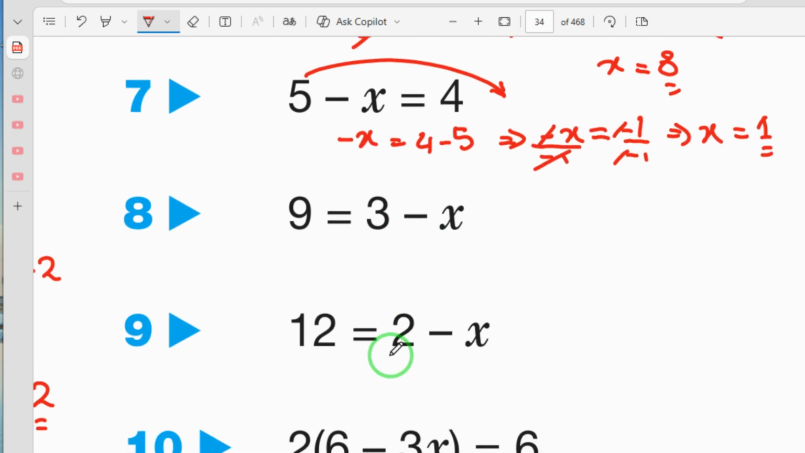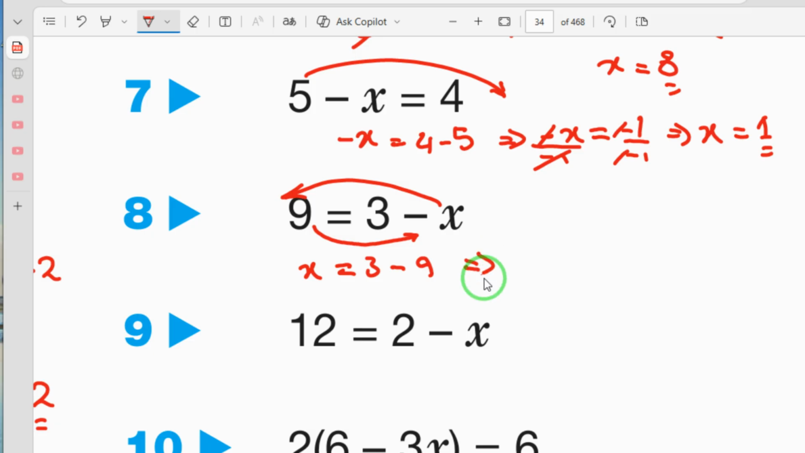Question number 8. We bring x to the left side, it becomes positive, x is equal to 3. And we bring 9 to the right side, it becomes negative, minus 9. So x is equal to 9 minus 3, which remains only minus 6. This is the answer.